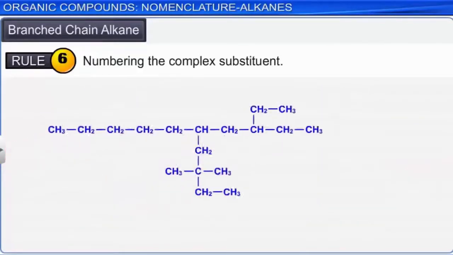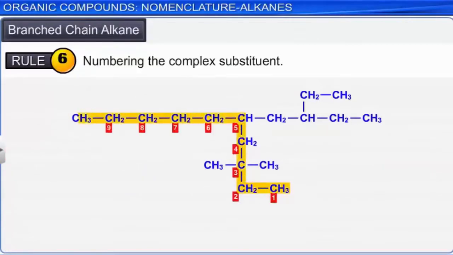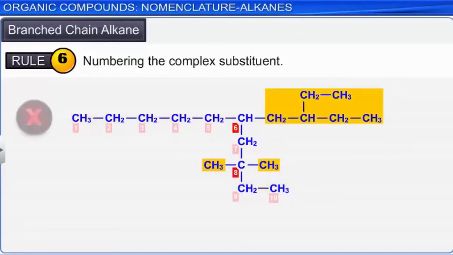The chain should be numbered from the end which is closer to the alkyl groups. Here, the alkyl groups are attached to carbon 3 and 5. Here, the substituents are attached to carbon 6 and 8. So, it is far from the substituent. Hence, it is a wrong way of numbering. Then, the substituent groups are numbered.